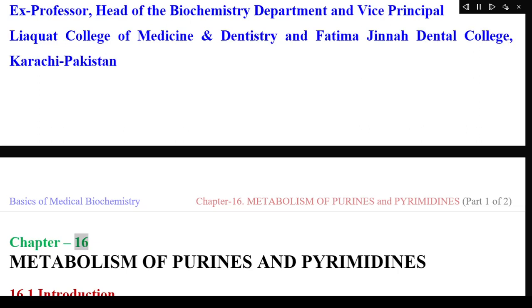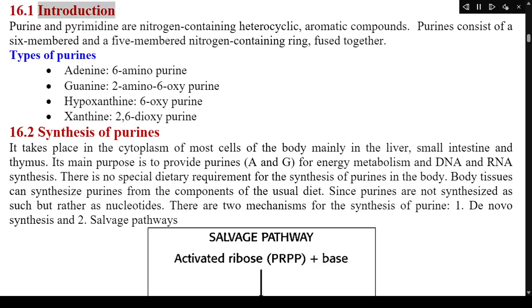Chapter 16. Metabolism of Purines and Pyrimidines. 16.1 Introduction. Purine and pyrimidine are nitrogen-containing heterocyclic, aromatic compounds. Purines consist of a 6-membered and a 5-membered nitrogen-containing ring, fused together.